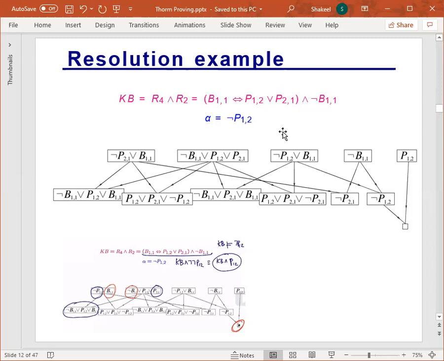To do so, we consider KB and the negation of not P12, which is KB and P12. This is what we want to prove contradictory. In other words, we want to show that this is not satisfiable.